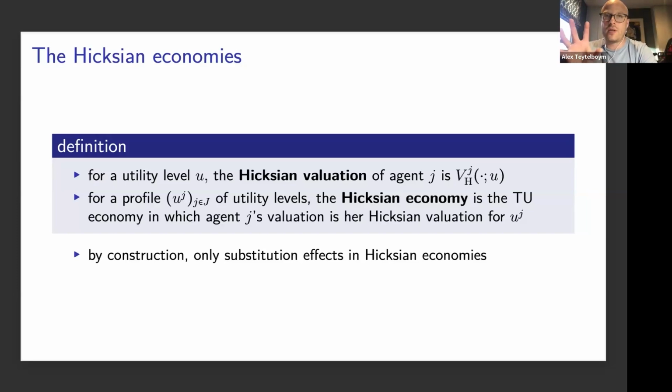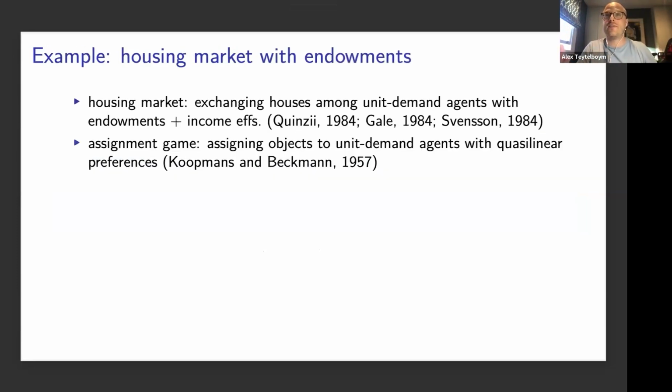So why is this a helpful construction? It's because what we can do is use this duality at a consumer level to reduce problems in which there are income effects to economies where there are no income effects. And so we'll do it in the following way. I'll give you two examples in this talk. One example is very well understood, but I'll show you the connection and how it's easy really to see the connection once you've understood the Hicksian economy.